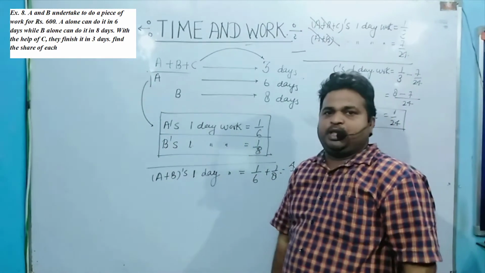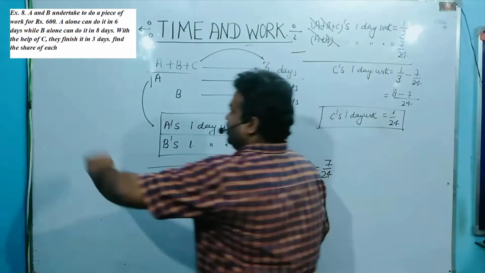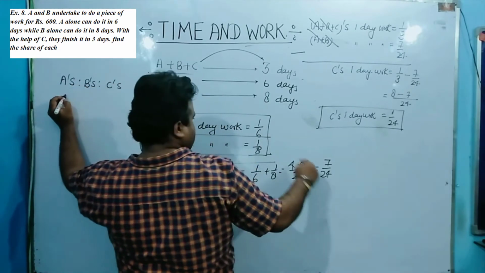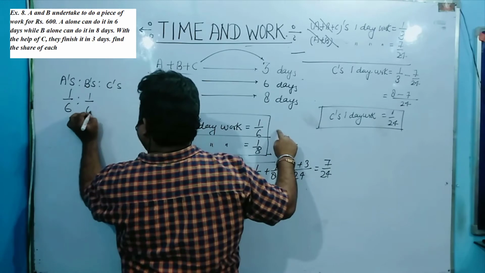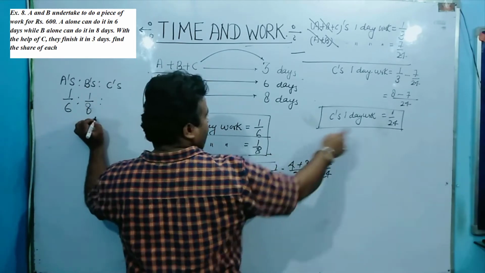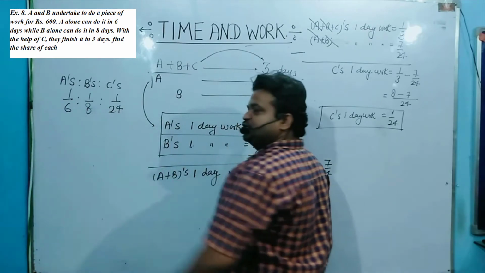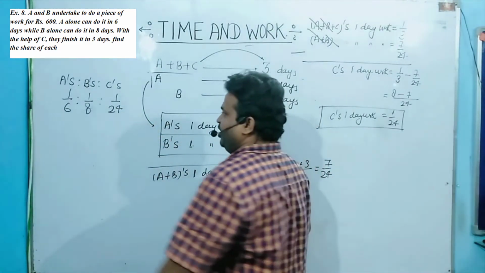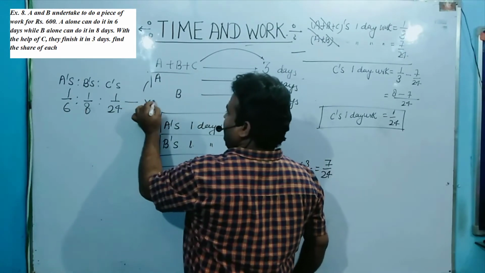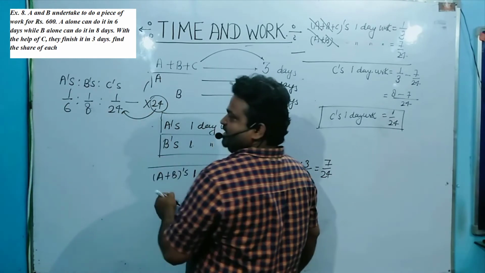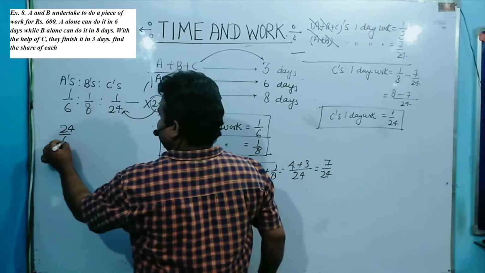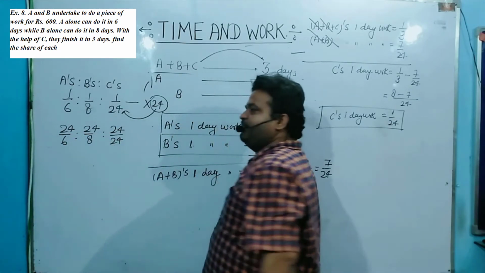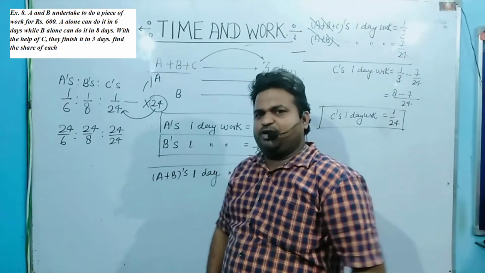Now what is the ratio of A, B, C's 1 day work? I am writing A's 1 day work to B's 1 day work to C's 1 day work ratio. So this is 1 by 6 ratio 1 by 8 ratio 1 by 24. Now you can solve this to find the ratio. If I multiply the whole equation by the maximum value 24, what will you get? Why am I writing 24? Because 24 is the maximum value. So you will get 24 by 6, 24 by 8, 24 by 24. Why am I multiplying this? So that I get constant values, not fractions.